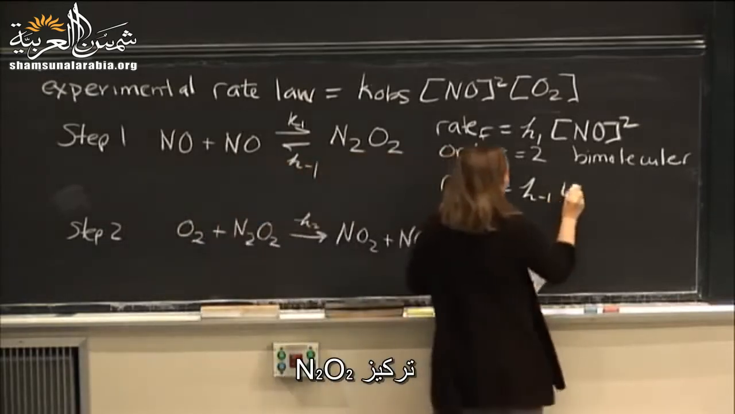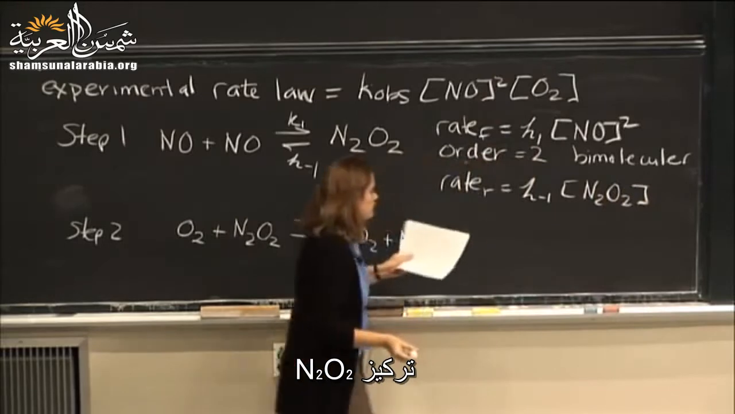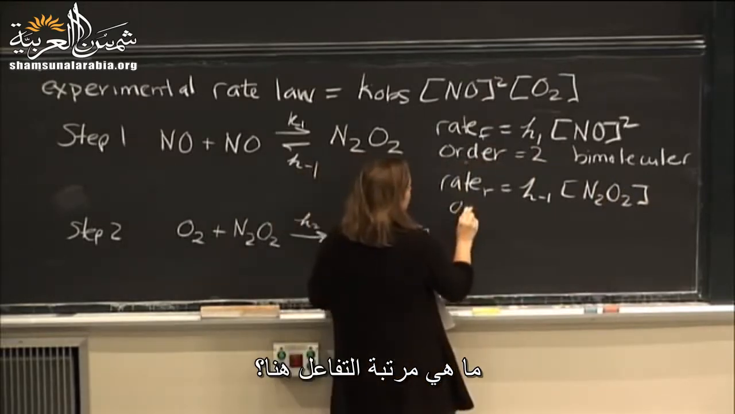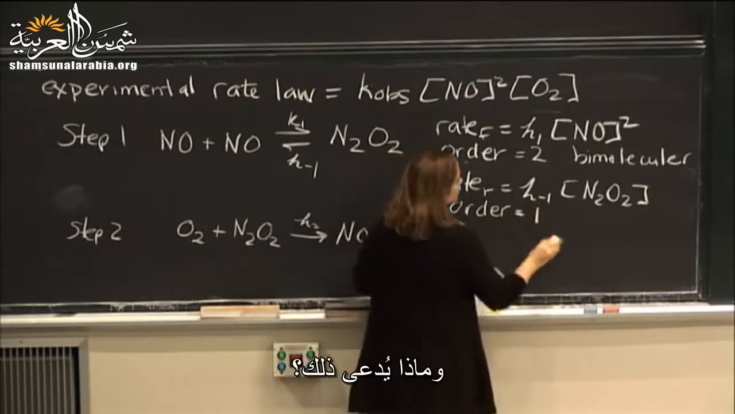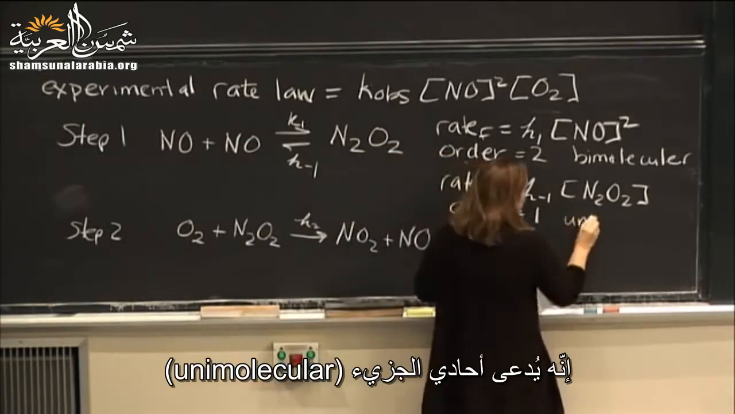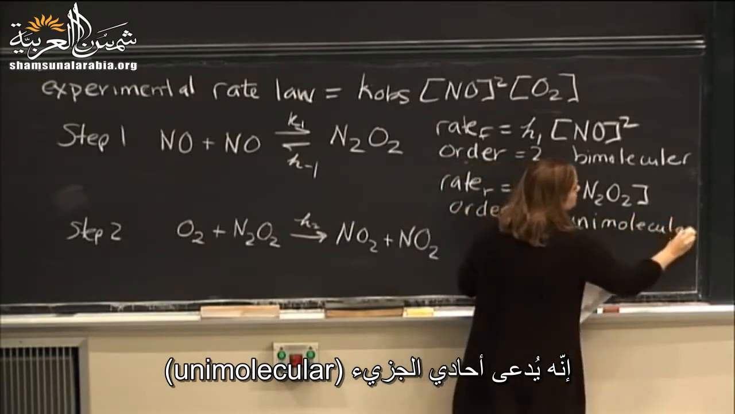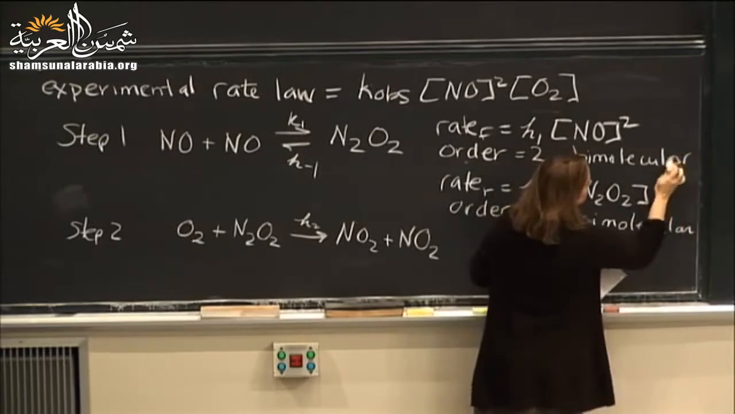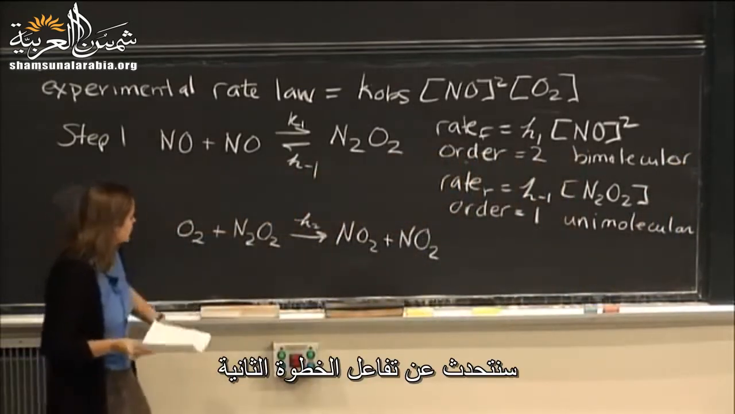Yep, N2O2. So what's the order here? 1. And what's this called? Yeah. So that's called unimolecular. Oops, I wrote molecule. Molecular. All right. What about step 2?